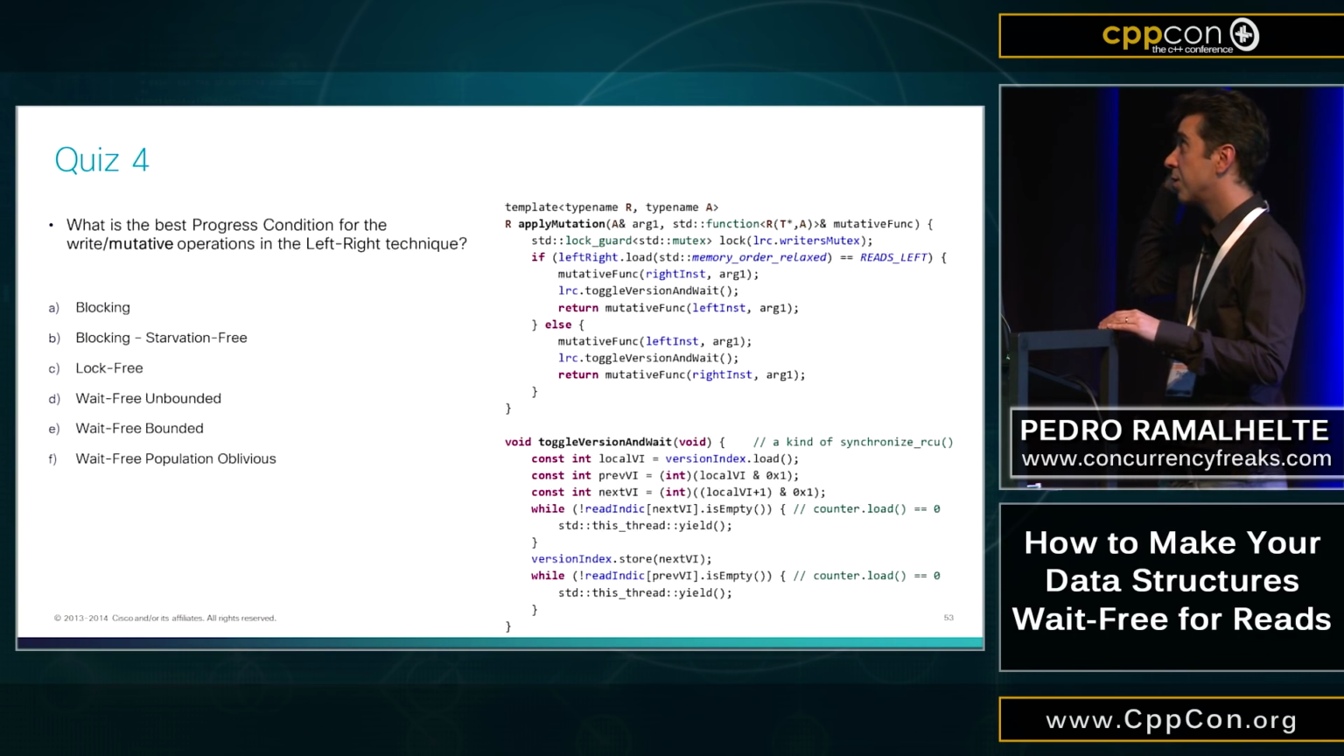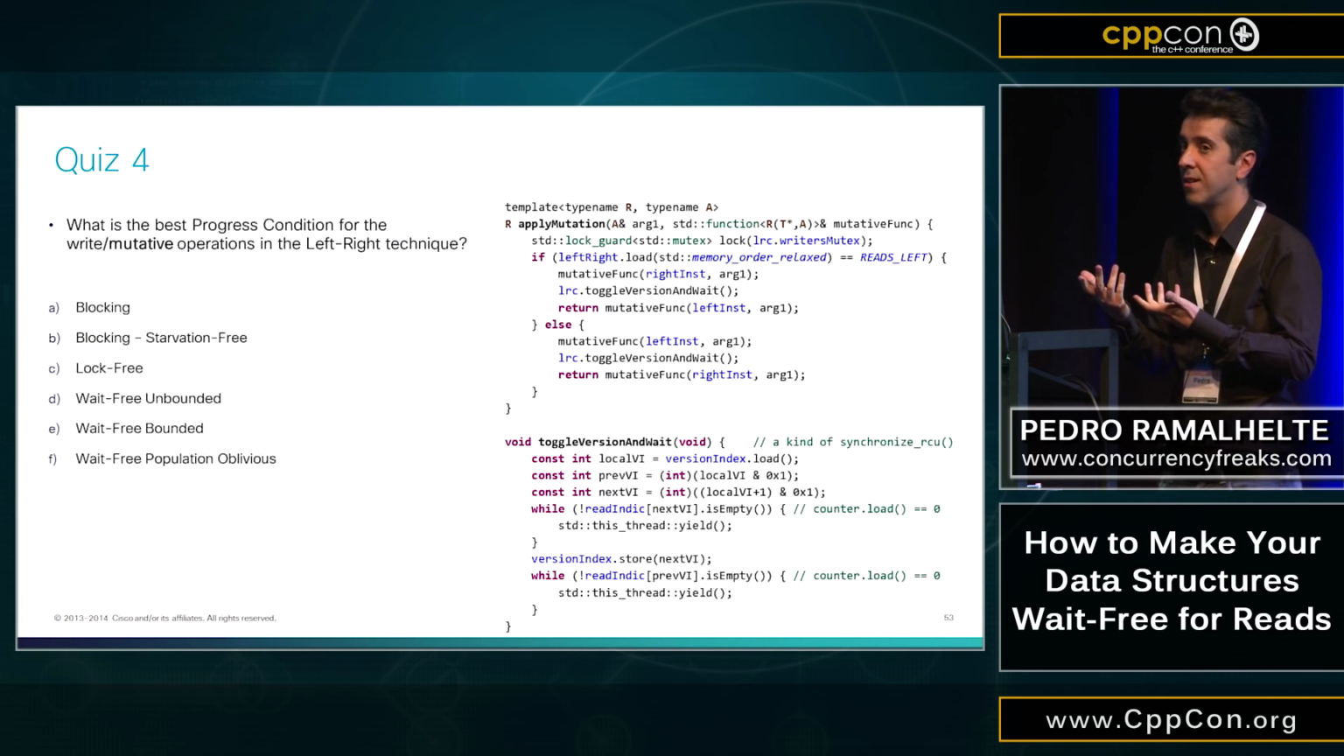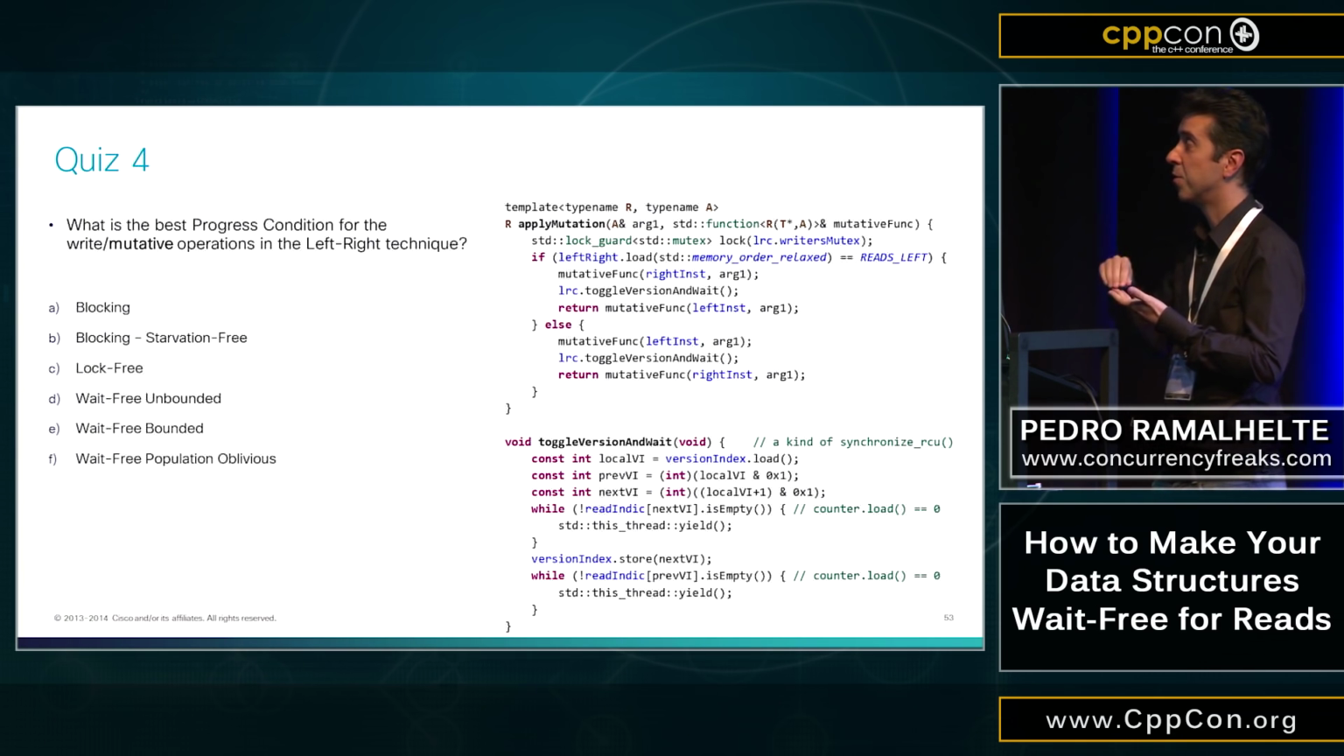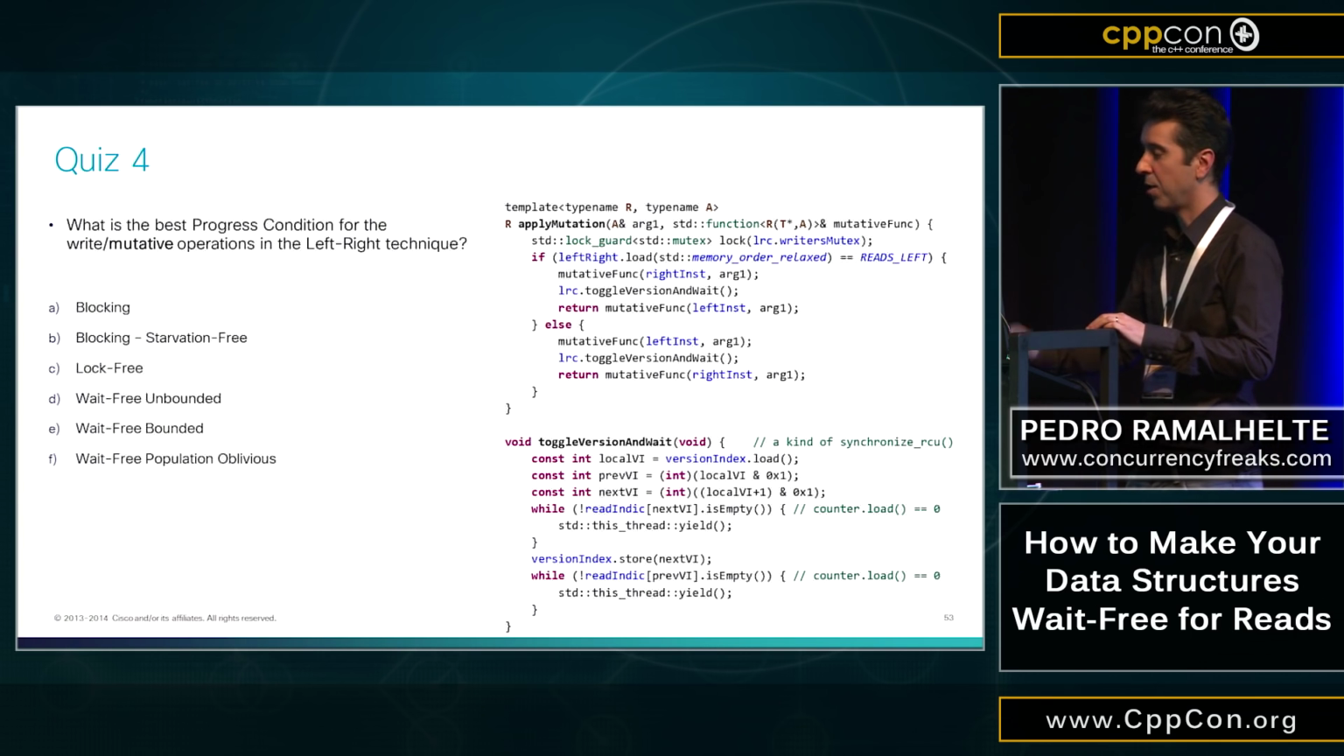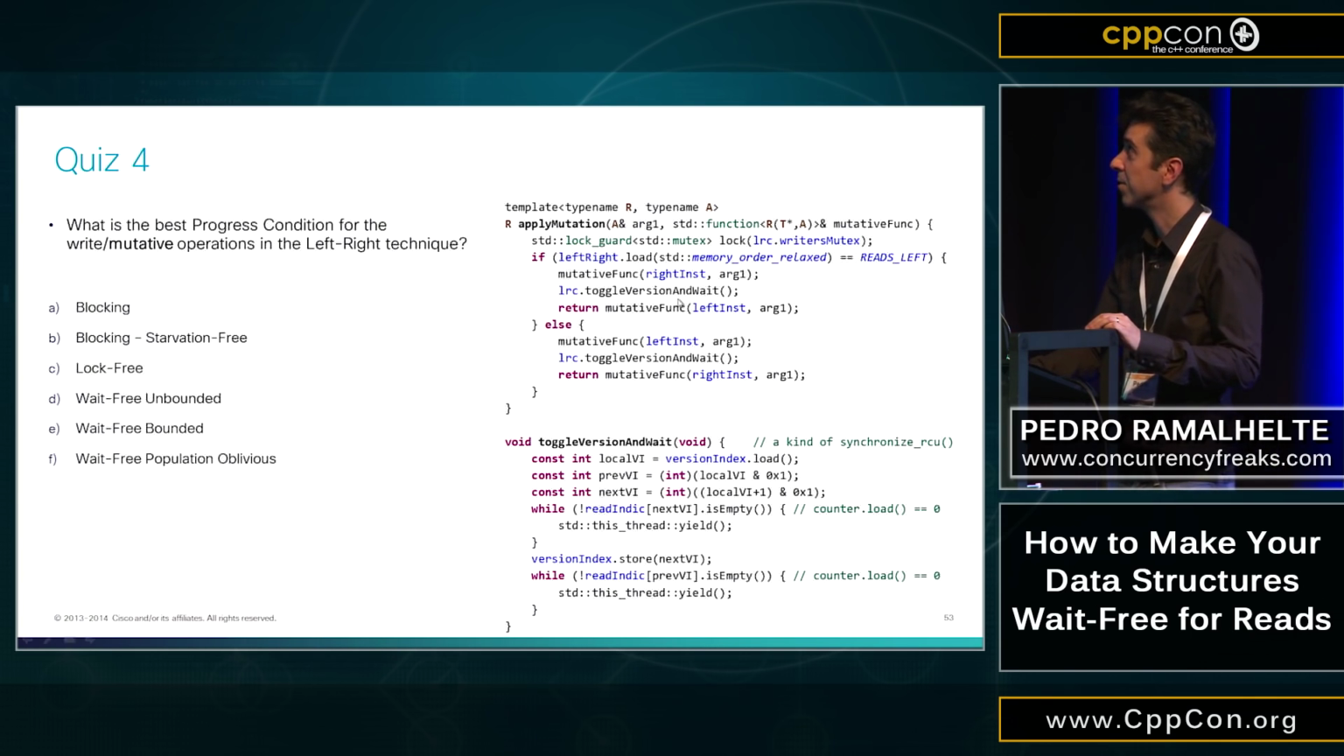So now I've put the whole code back in again. And quiz 4, what is the progress condition for mutative operations on left-right? Now, I'm going to try to help as much as I can before anybody says something. So the first thing you notice is there's a lock here. You get a std mutex, and you're locking the writer's mutex. And then there's an atomic load there, and then here there's this method call, which is doing some loops yielding. So anybody wants to guess which of these it is?